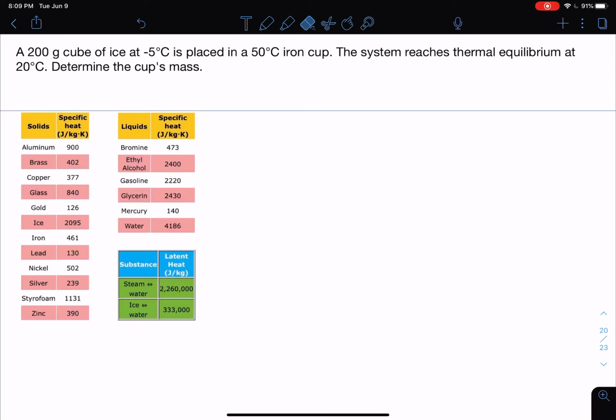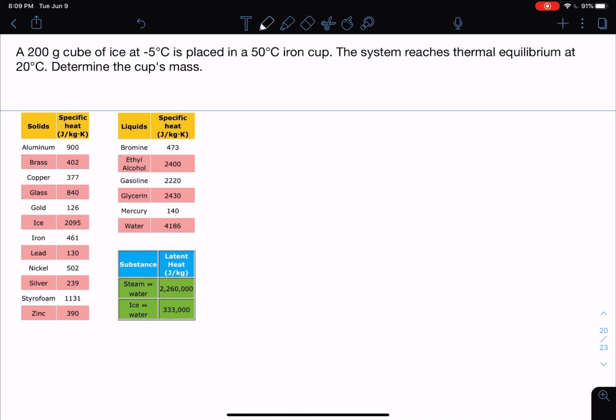Here's a problem that involves phase change. We have a 200 gram cube of ice at -5 degrees Celsius, and it's placed in a 50 degrees Celsius iron cup. The system reaches thermal equilibrium at 20 degrees Celsius. Determine the cup's mass.